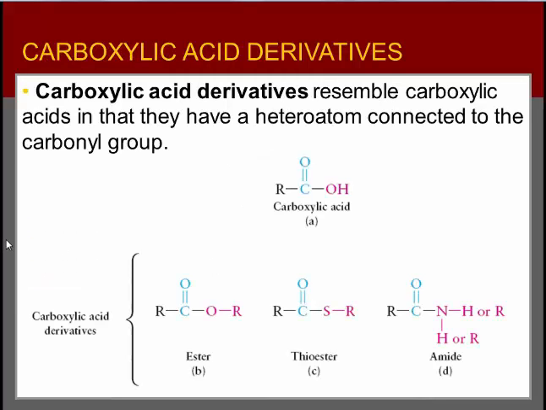Turns out that we can take a carboxylic acid and make many other functional groups from that carboxylic acid, and those are called carboxylic acid derivatives. They resemble carboxylic acids because they have a carbonyl and they have a heteroatom connected to that carbonyl. Not an OH, but an OR, SR, or NH, or NR. So these are carboxylic acid derivatives because they are very similar to a carboxylic acid in that they have a carbonyl with a heteroatom attached.